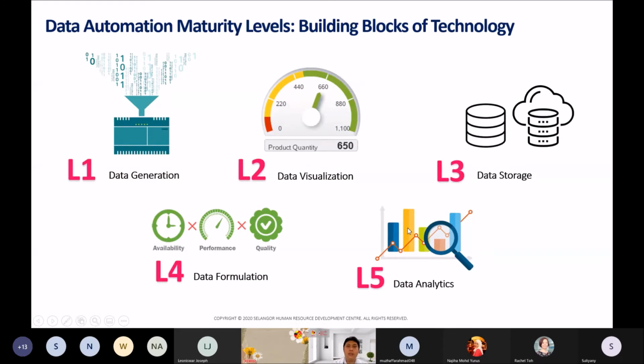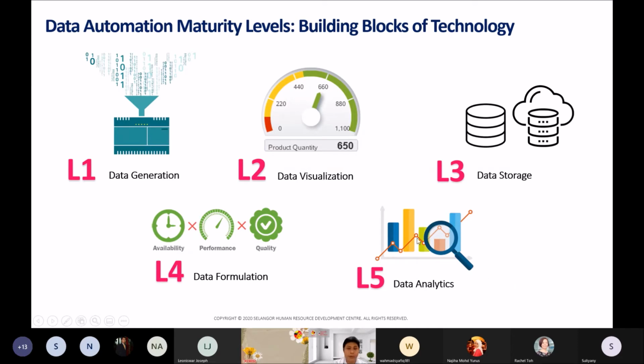So in every single data automation maturity, right? In every single kind of application, we talk about maturity levels, right? A lot of companies always say, okay, I want to go into analytics, but they forget that the first step is actually collecting data, right? So the first step is actually collection of data. Then you visualize your data, you store, and then you formulate, right? You want to calculate what is your formulation matrix. And what you'll get after that is, you can run your data analytics strategy on it, right?